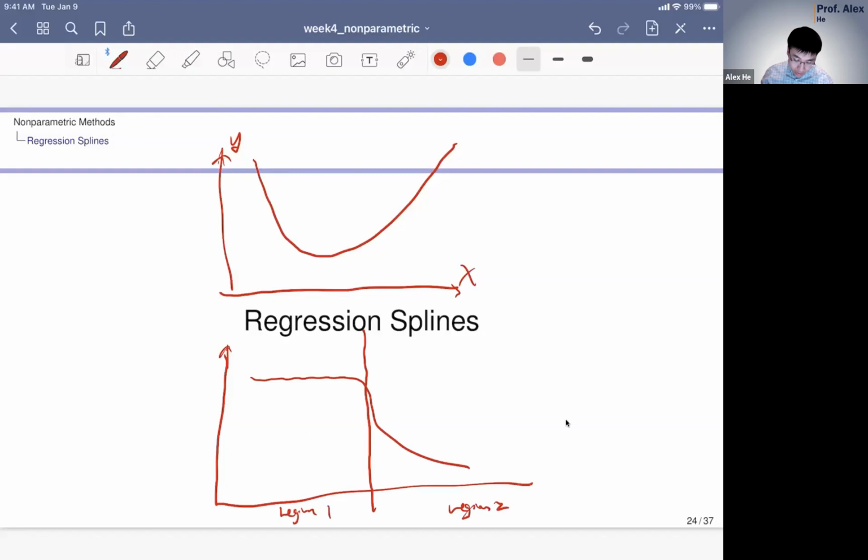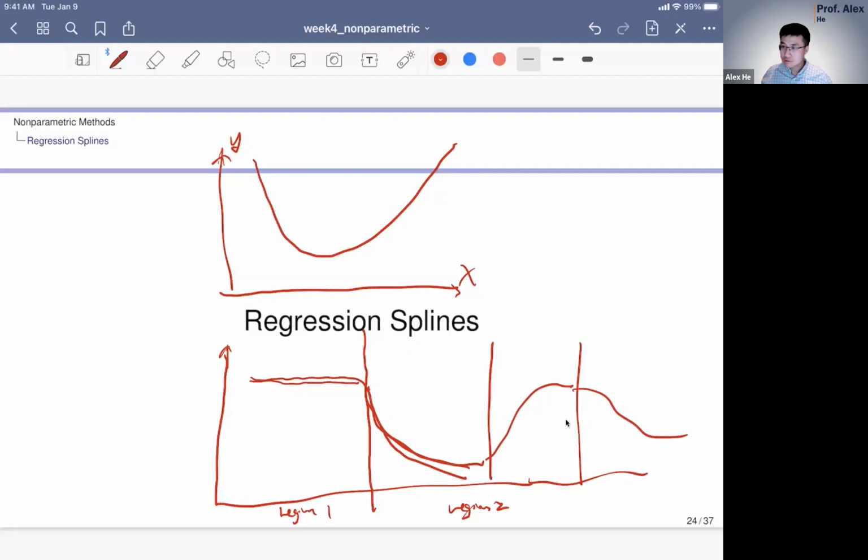And in region one, we can just fit a simple linear function, okay? Because it looks pretty linear in there. And then in region two, this looks more like a quadratic function. So we just fit it using a convex function. And by adding that additional dimension, you divide the axis into many regions, and then this allows you to fit very flexible functions, okay, without going to very high degrees.